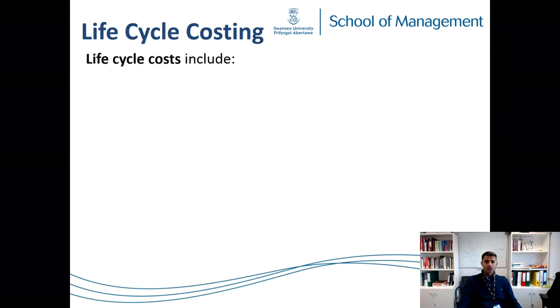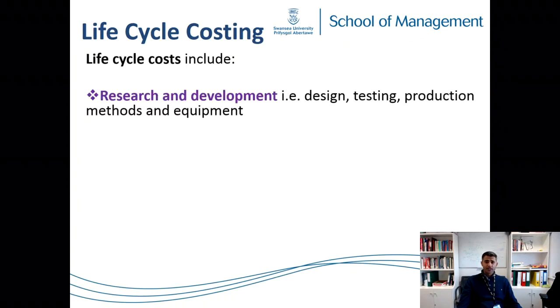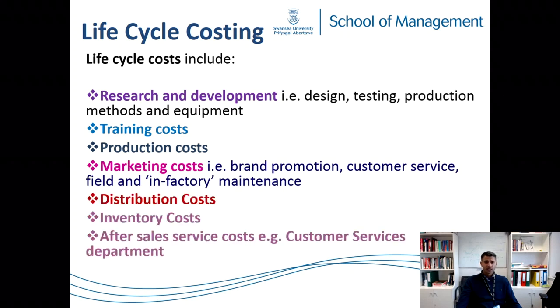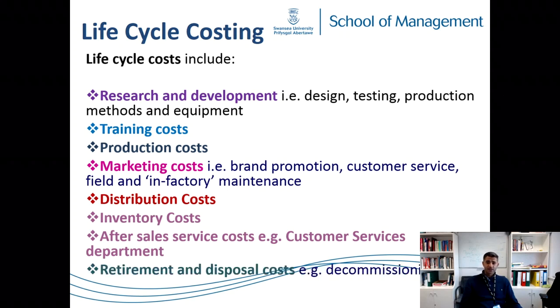In terms of life cycle costing, as I mentioned, it includes all the costs involved in any stage, across the 5 stages: research and development, such as design and testing. We also have training cost, production cost, marketing cost, distribution cost, inventory cost, and lastly the decommissioning cost, where we get rid of the production line. All these costs are included under the product life cycle.